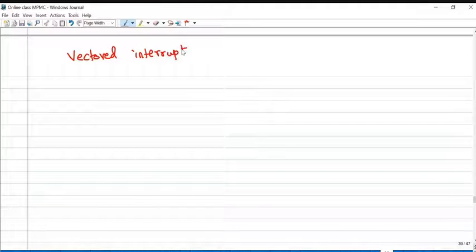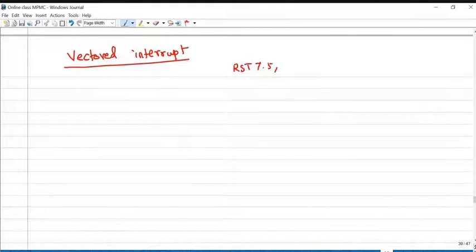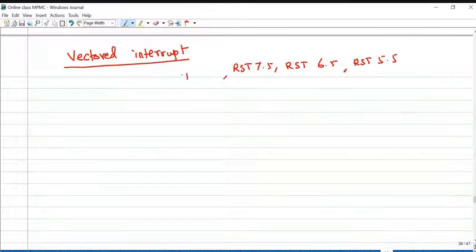So the first classification is vectored interrupt. RST 7.5, RST 6.5, RST 5.5, and trap. These are the vectored interrupts, because whenever this particular interrupt is received by the microprocessor, it transfers the program execution flow to a particular memory location. That memory location we discussed in the previous slide.